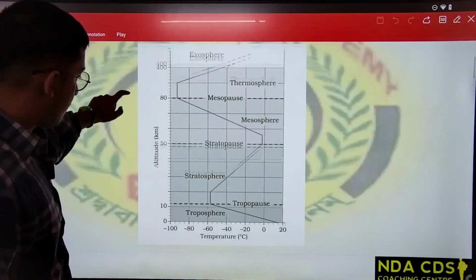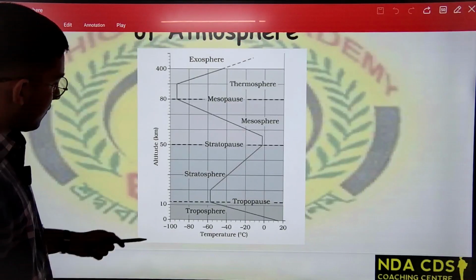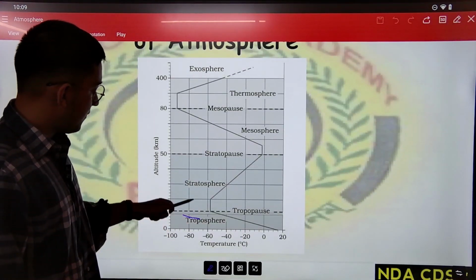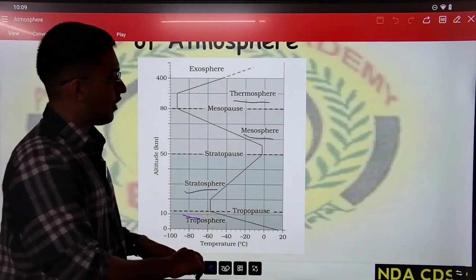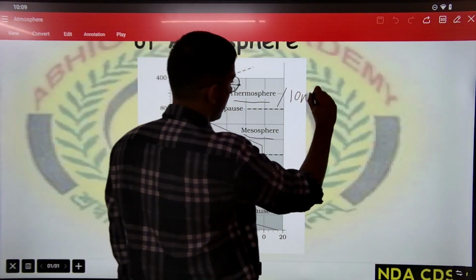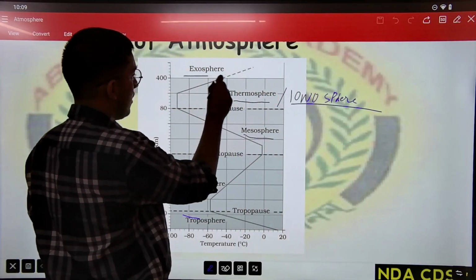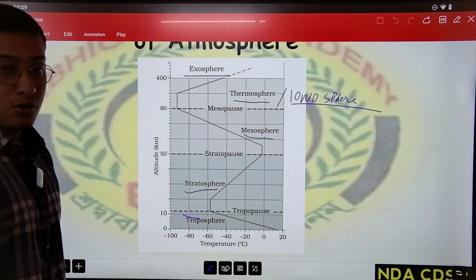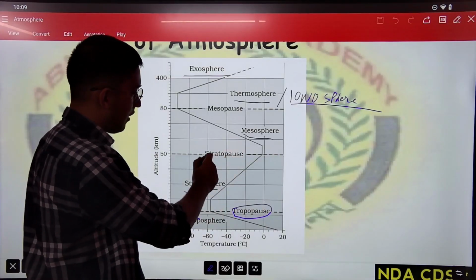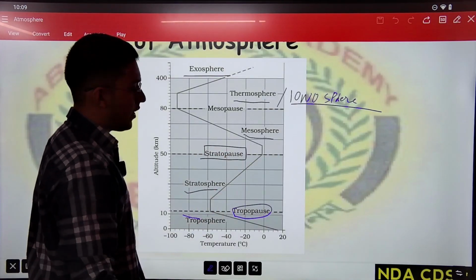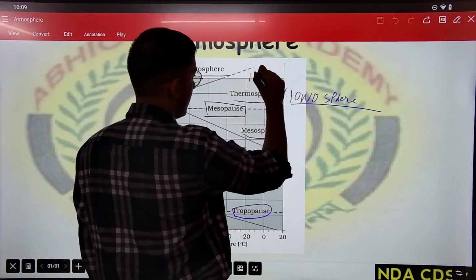If we go through this photo, we can see the various layers of the atmosphere. At the start, we have the troposphere, then the stratosphere, then the mesosphere, then the thermosphere. The thermosphere can also be called the ionosphere. Then at the end, we have the exosphere. Between strato and tropo, we have the tropopause, easy. Similarly, between meso and strato, we have the stratopause. Then between thermo and meso, we have the mesopause. And finally, between exo and thermosphere, we have what is known as the Karman line.